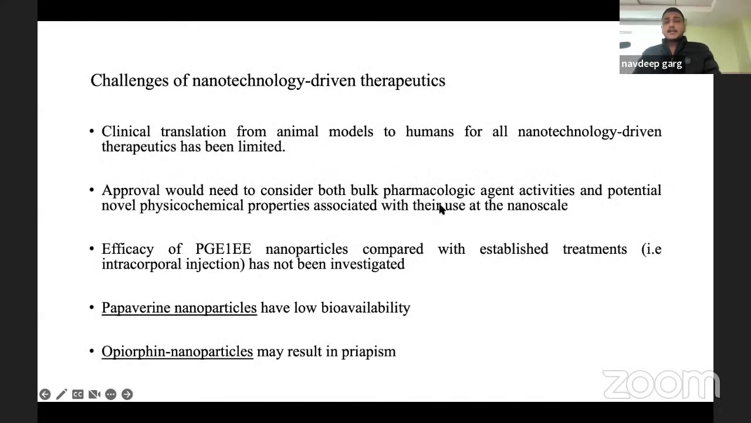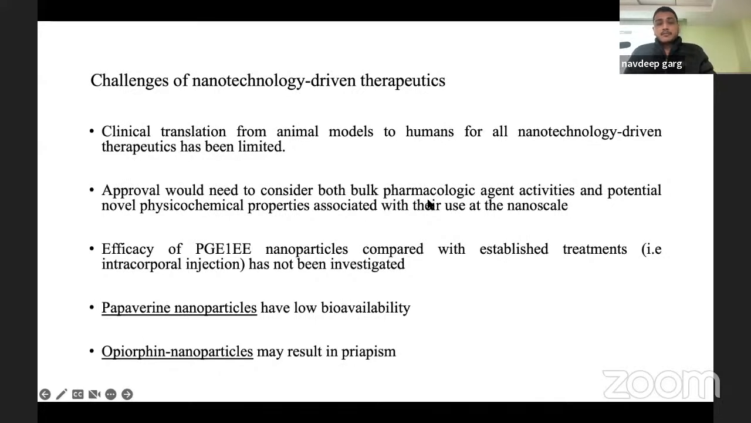Now the challenges here in erectile dysfunction, if we use the nanotechnology-driven therapeutics, is that the clinical translation from the animal models to the humans has not shown significant results and is very limited. Approval would need to consider both the bulk pharmacological agents as well as the potential novel physiochemical properties associated with their use at the nanoscale.